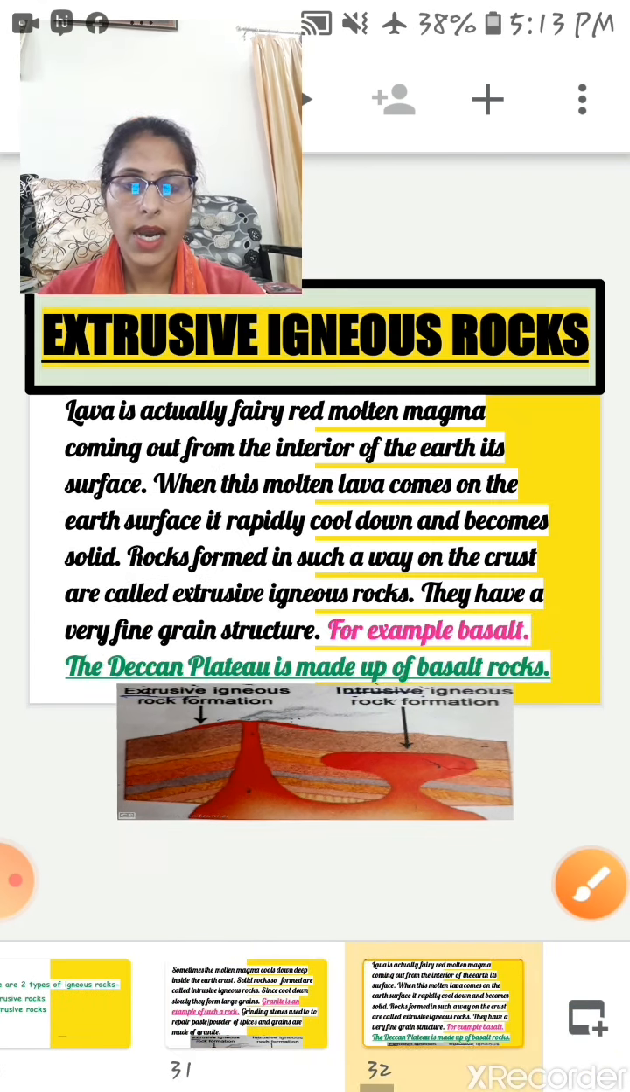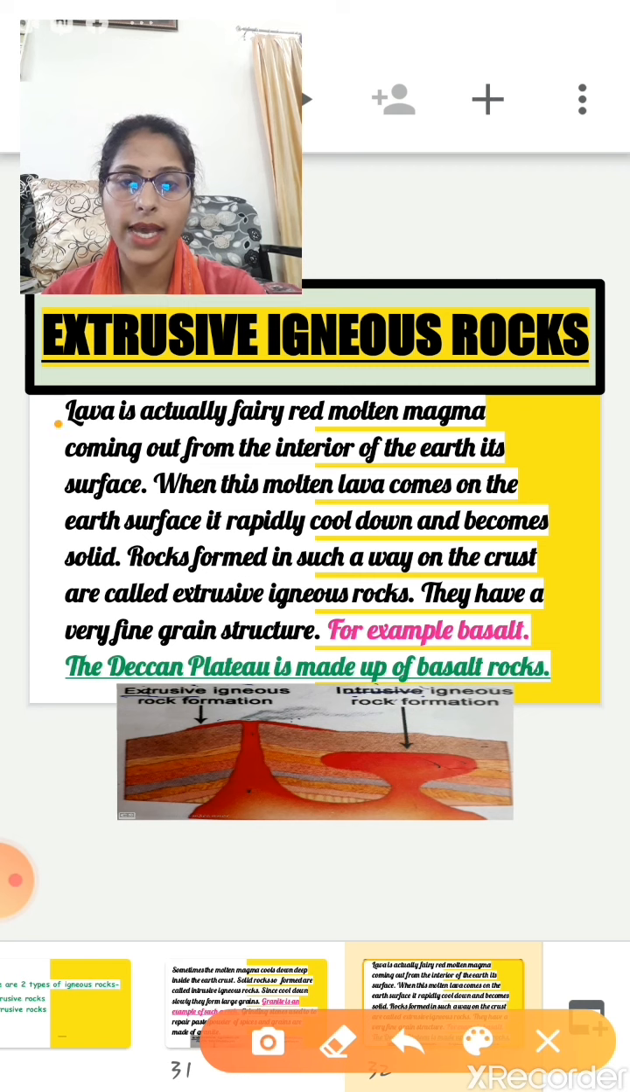Okay, now the next one is the extrusive igneous rocks. Children, can you imagine lava coming out through the volcanoes? As you all know, lava is actually very hot red molten magma that comes out from the interior of the earth through the volcanoes. When this molten lava comes onto the earth's surface, it rapidly cools down and becomes solidified. Rocks formed in such a way are called extrusive igneous rock.